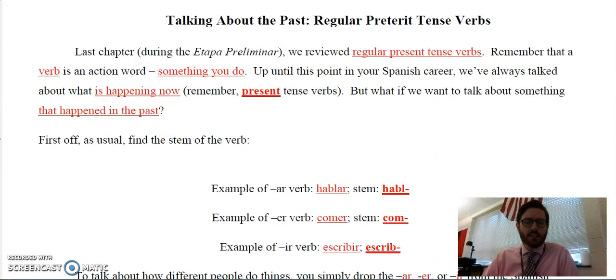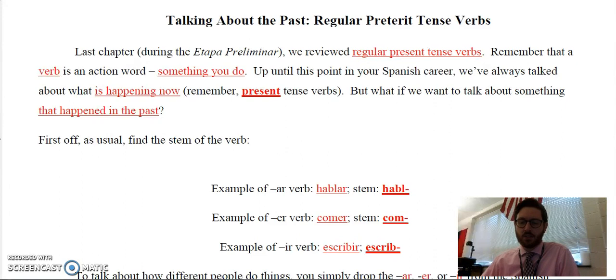Looking at your notes, it says last chapter we reviewed the regular present tense verbs. Remember that a verb is an action word. It's something that you do. Up until this point in your Spanish career, we've always talked about what is happening now using present tense verbs. So yo acampo, I camp, or nosotros vamos, we go, or ellos cantan, they sing. All talking about what everybody does now. But what if we want to talk about something that happened in the past? Not something that's happening now, but rather, I went, you camped, she sang, things that happened previously.